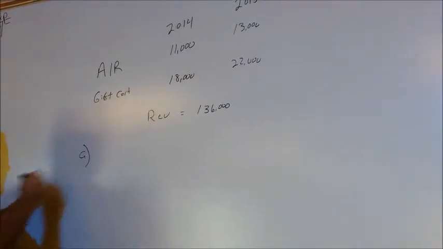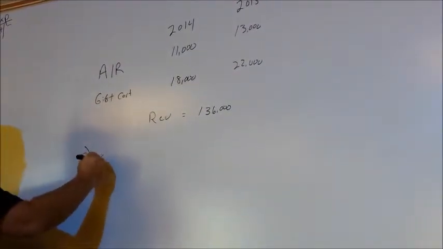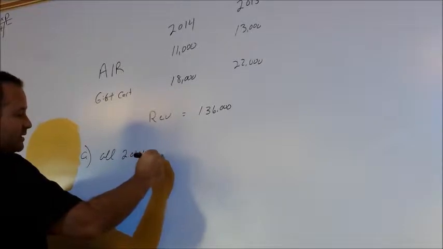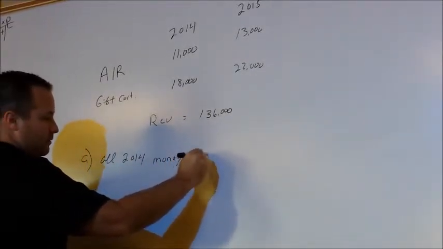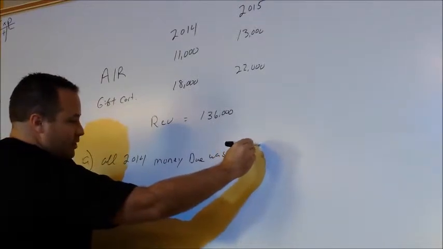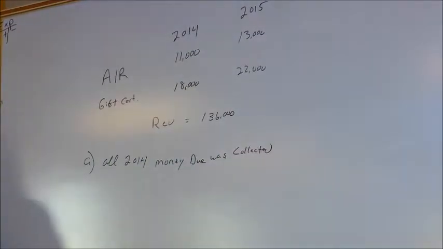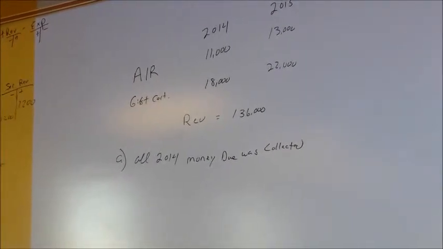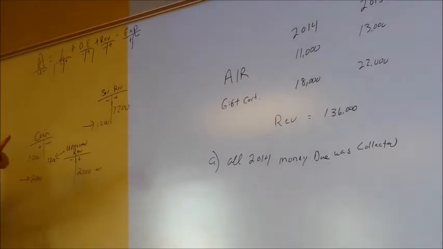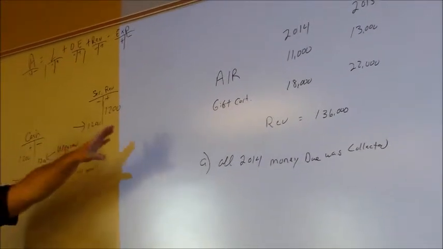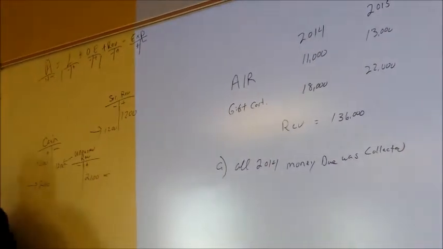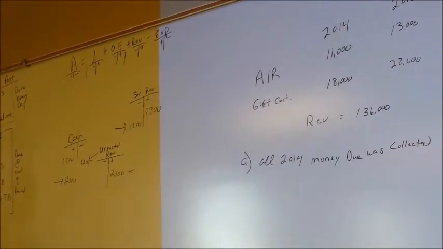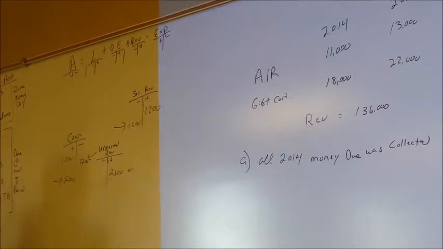And then part A would say all 2014 money was collected. Money due. Remember that question, remember that example, hopefully you recall going through that in class. And then using all the information they give us while doing T accounts. If you try to do this one, like I told you on the homework, without making T accounts, there's no way you're going to get it right. You better have T accounts off to the side like this, or however you want to do it.